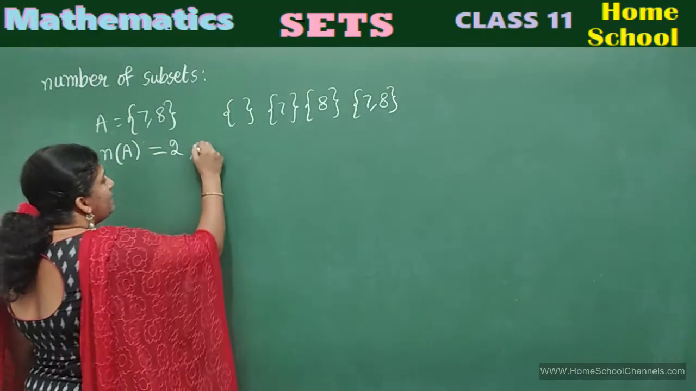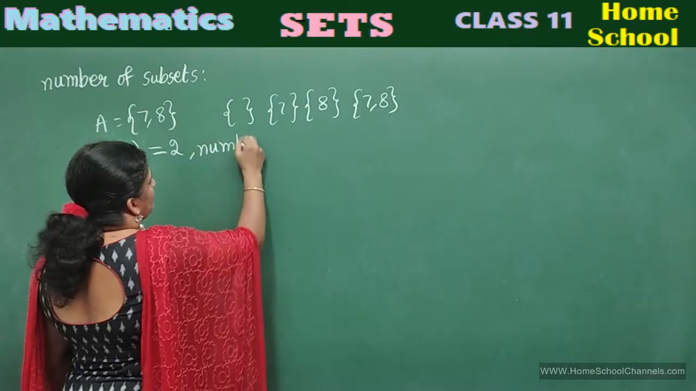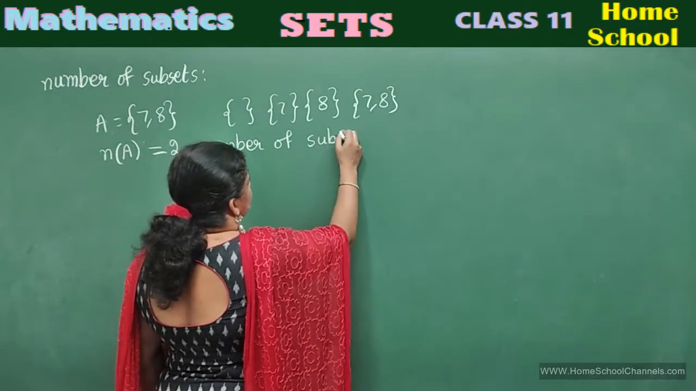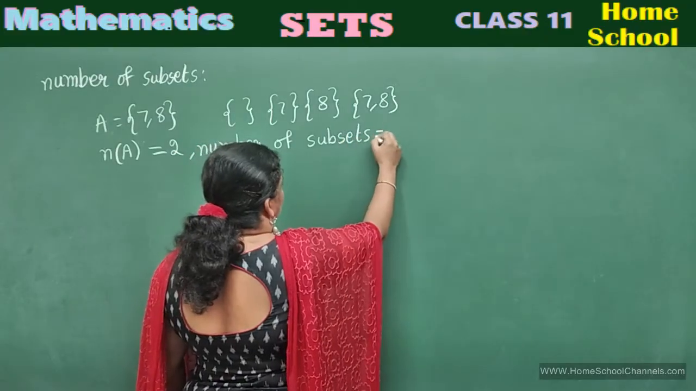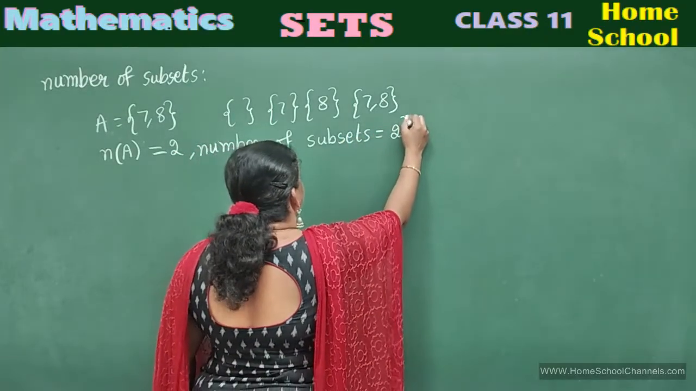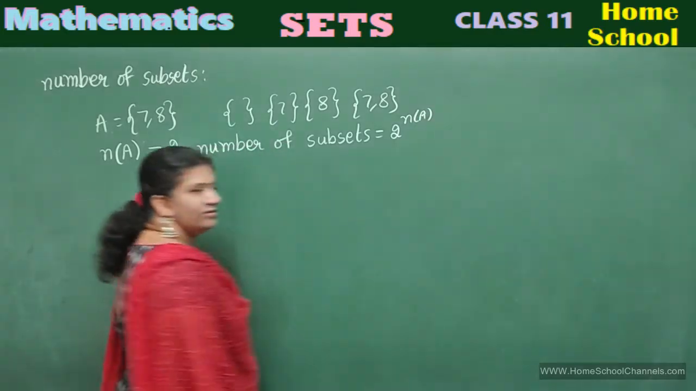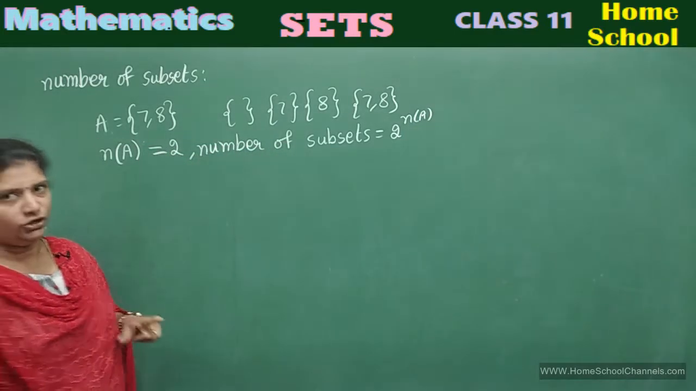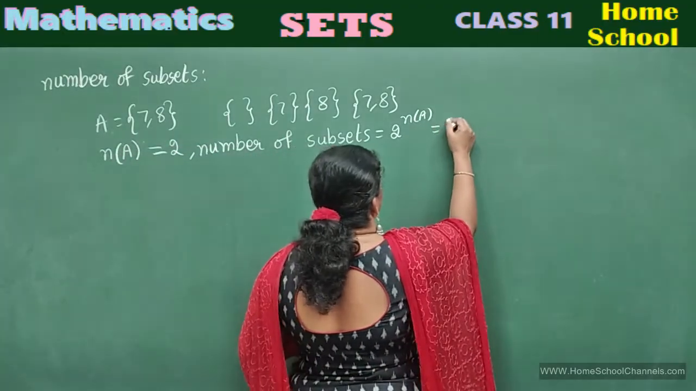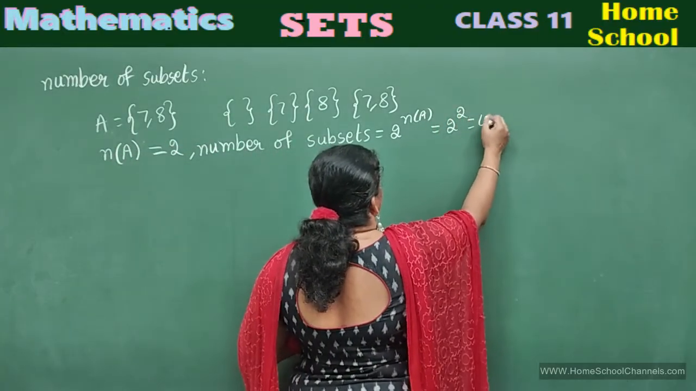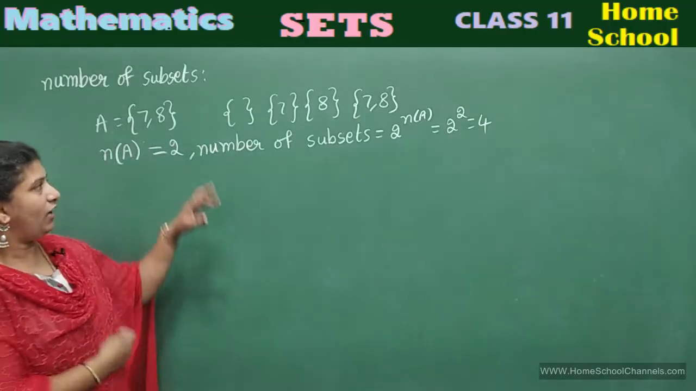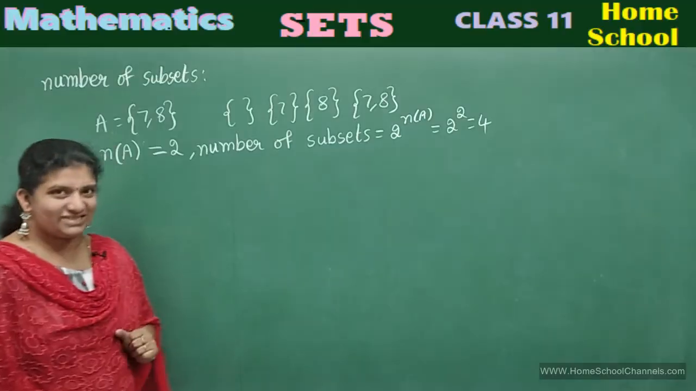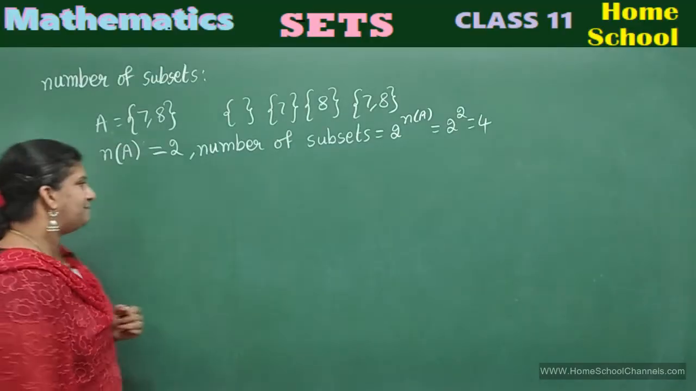Then the number of subsets is equal to 2 power n(A). 2 power n(A). So n(A) is how much? 2 we got. Let us substitute: 2 power 2, that is 4, is your answer. Now count the subsets: 1, 2, 3, 4. Yes. In the same manner, let us see one more example.